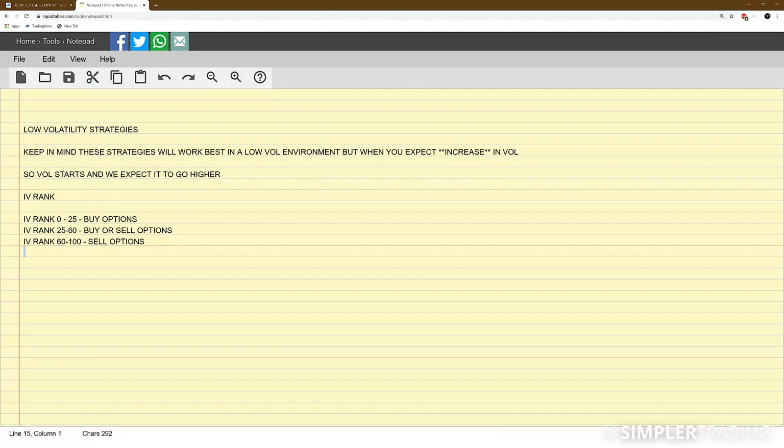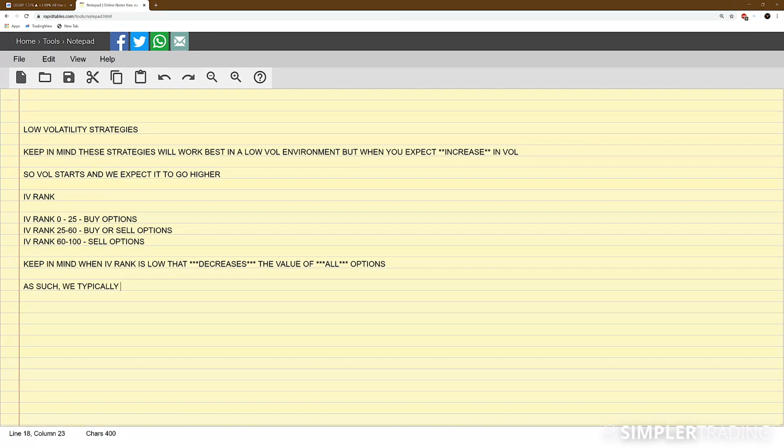So keep in mind that when IV rank is low, that decreases the value of all options, even calls or puts, or even if it's going counter trend, it would still decrease the value of all options. As such, we typically want to be buyers. And why is that? Well, hopefully it makes sense because the prices are low. The premiums are low is what I should say. The premiums are lower and therefore can favor the buyers.